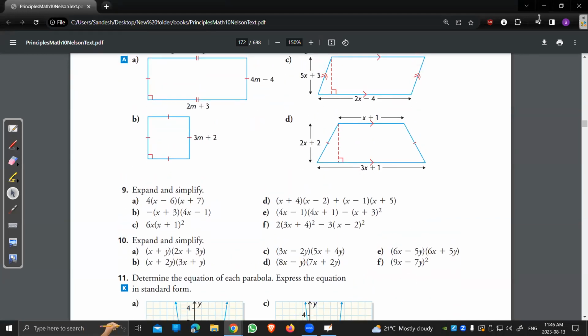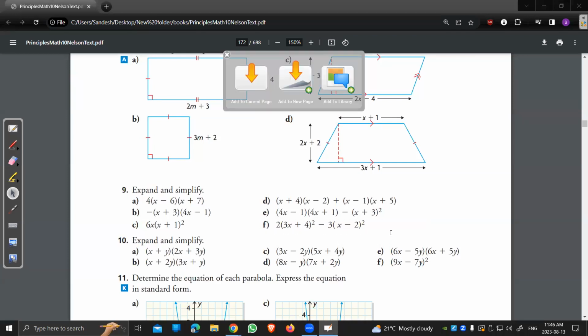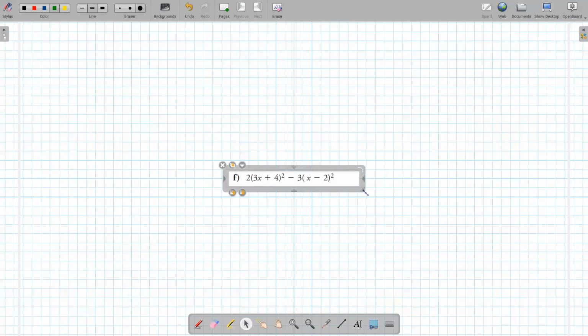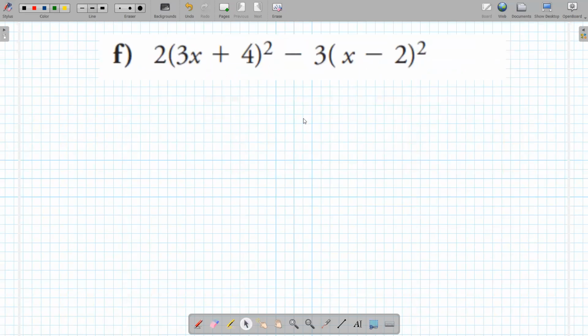Let's do a more difficult question. It says expand and simplify. Now, if you want to save time, I'll give you something. This works for squares and cubes. Cubes we're not going to see for a while. Squares, here's a little formula that you can use. It'll save you some time over the years.